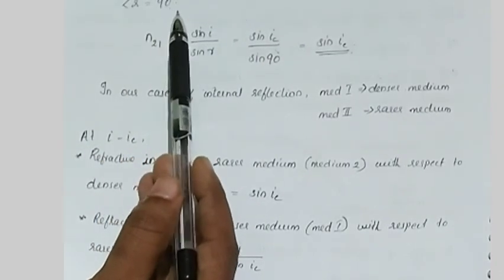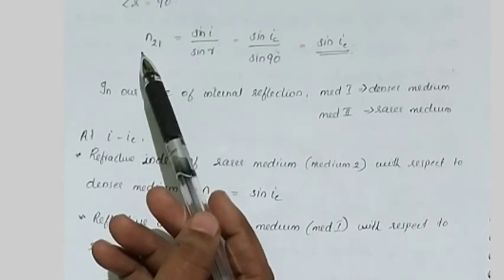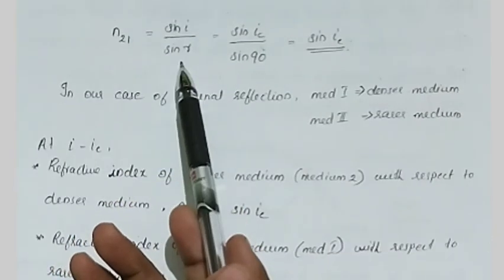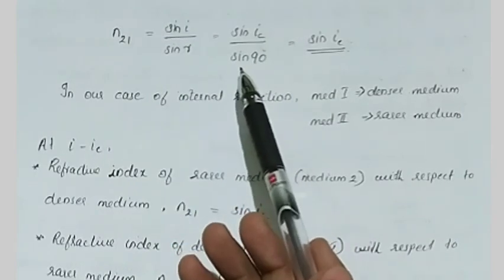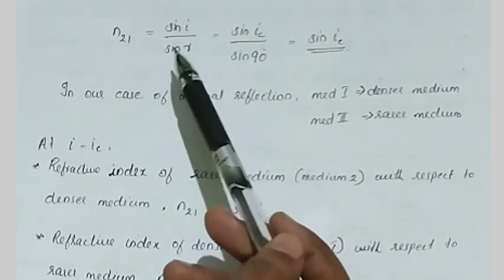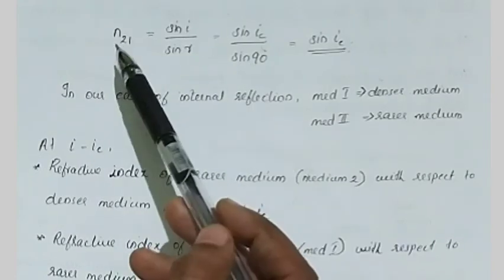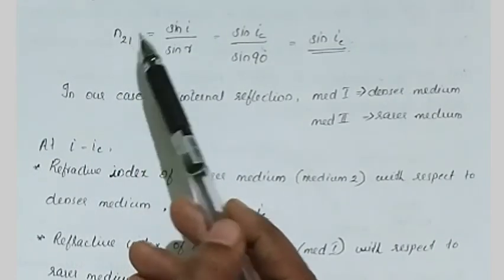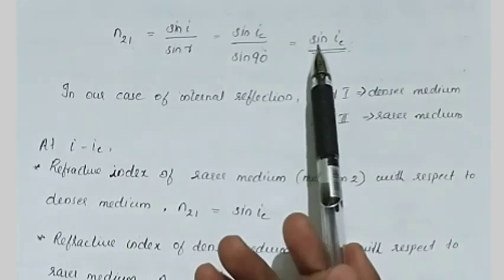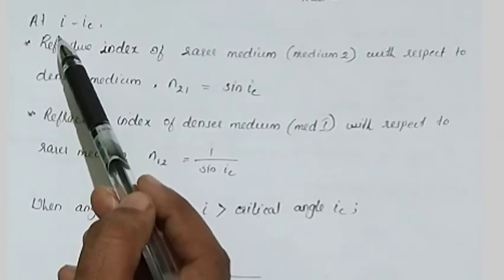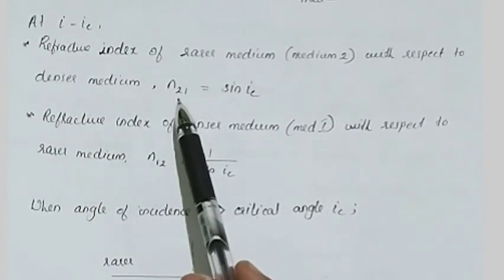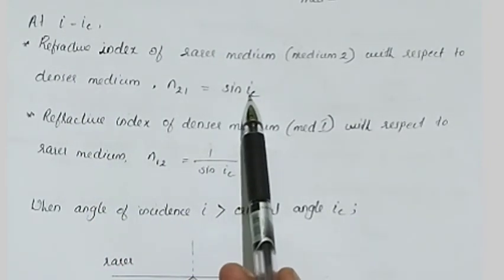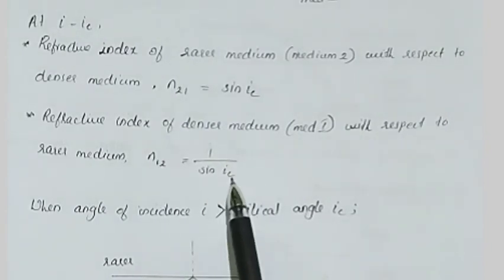So, when the angle of incidence is the critical angle, the angle of refraction will be 90 degrees. Therefore, the refractive index n21, which is sin i by sin r, is sin IC, where IC is the critical angle, divided by sin 90, because the angle of refraction is 90 degrees. Thus the refractive index n21 is sin IC, from which we can write n12 is equal to 1 by sin IC.